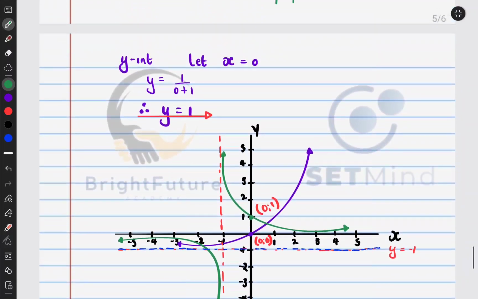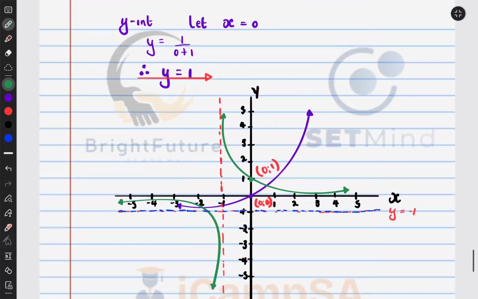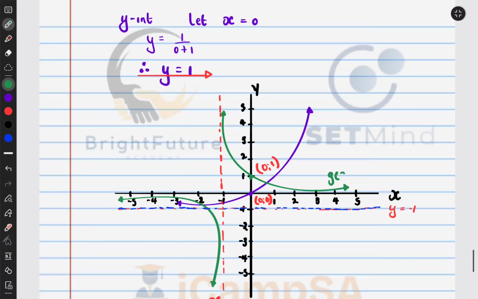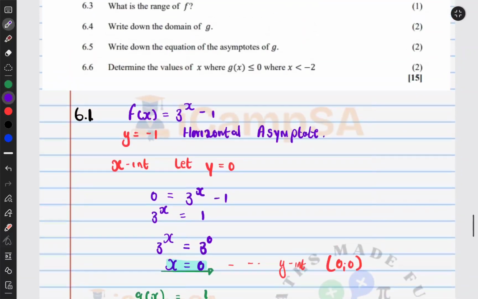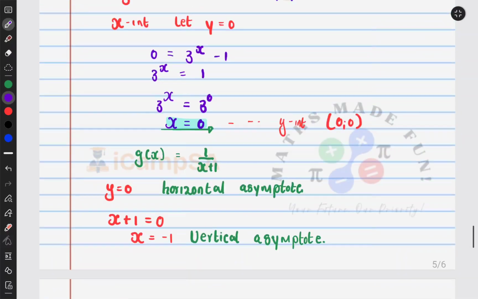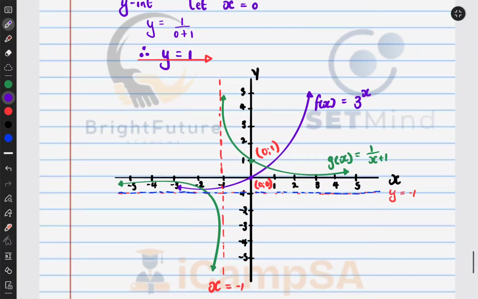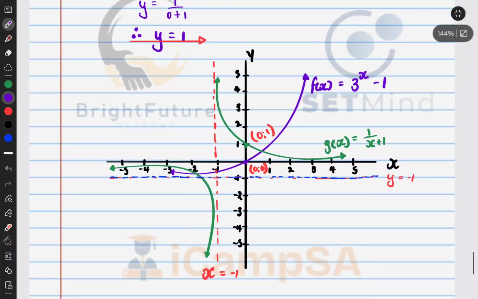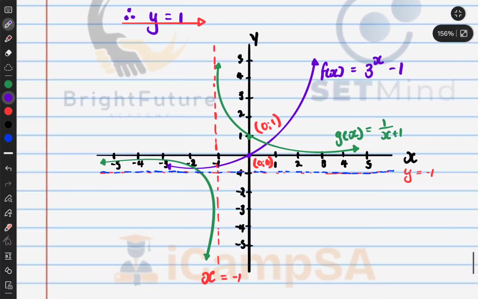Okay, we can label our functions. The green one is the function g. g at x is equal to 1 over x plus 1. And then the purple one is the function f, the exponential. f at x is equal to 3 to the power of x minus 1. And there you have it. This is how you'll go about sketching those functions.